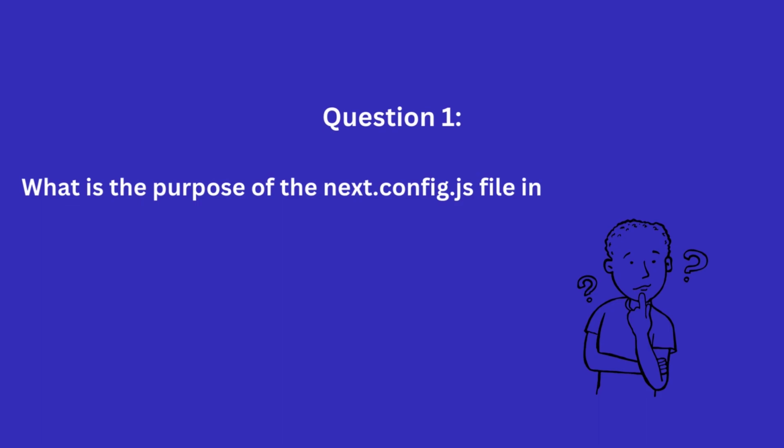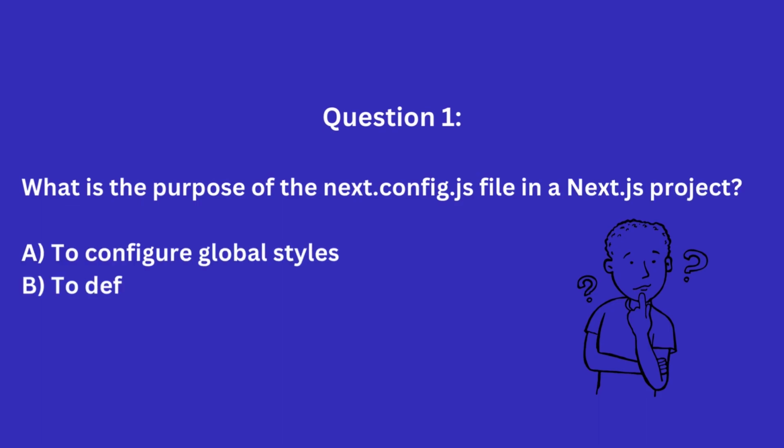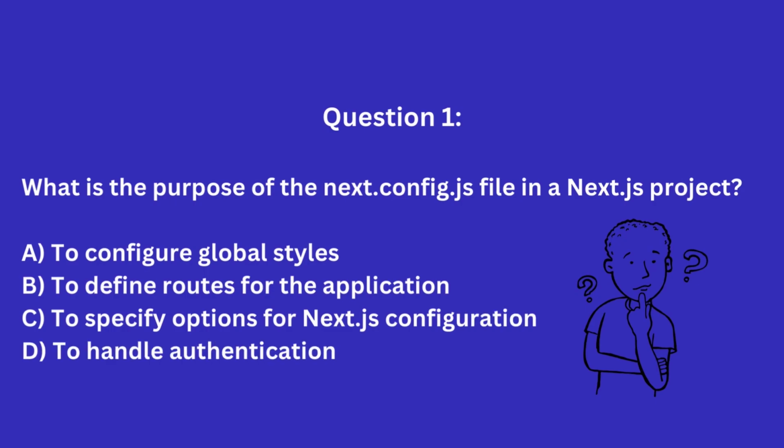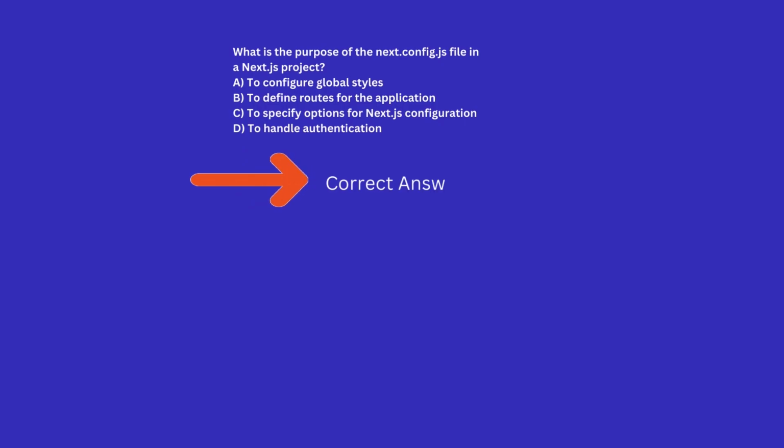Question 1. What is the purpose of the next.config.js file in a Next.js project? A. To configure global styles. B. To define routes for the application. C. To specify options for Next.js configuration. D. To handle authentication. Correct answer, C.